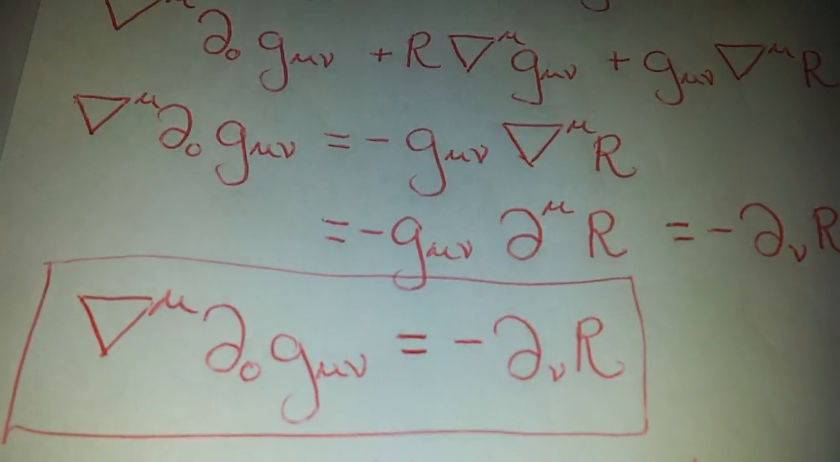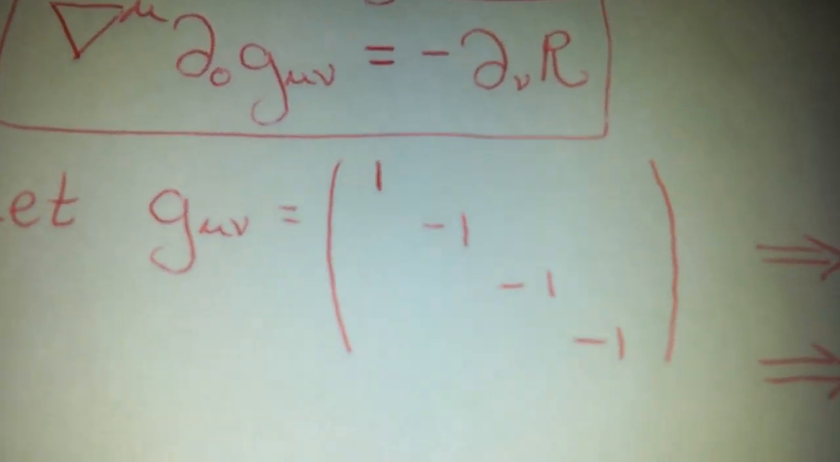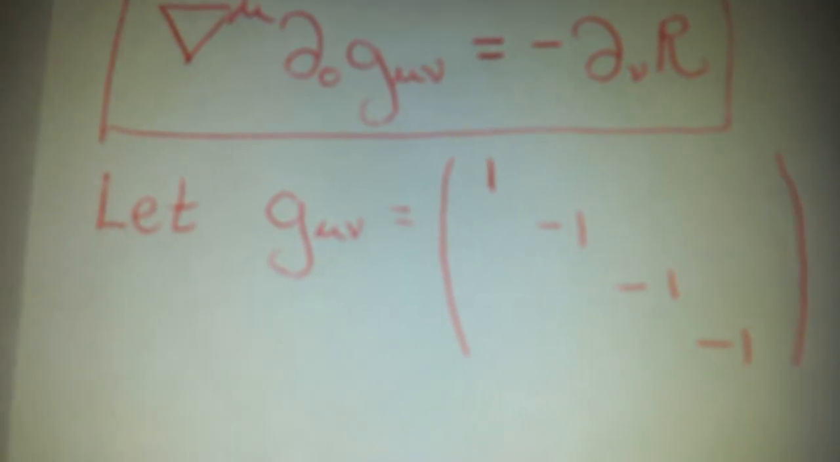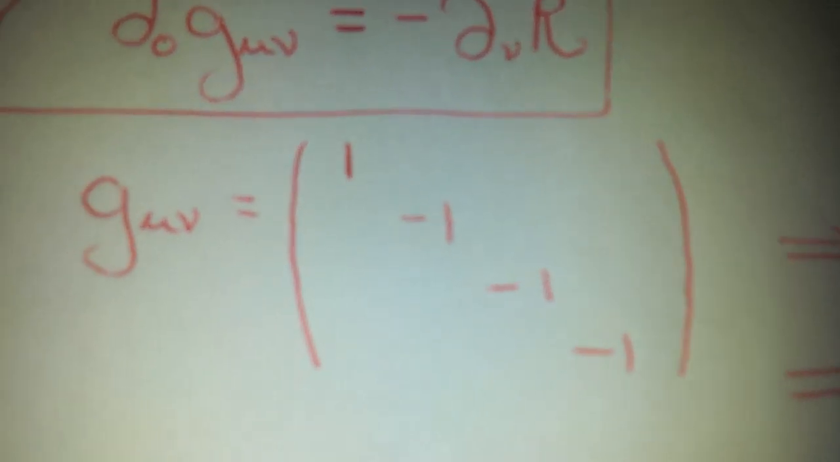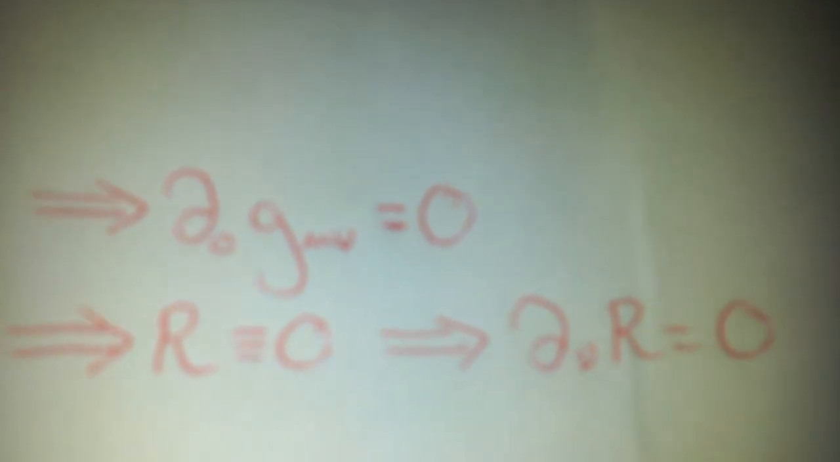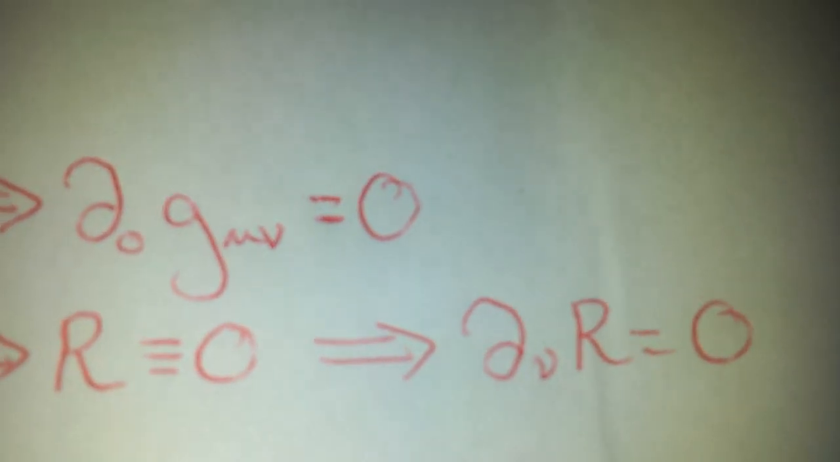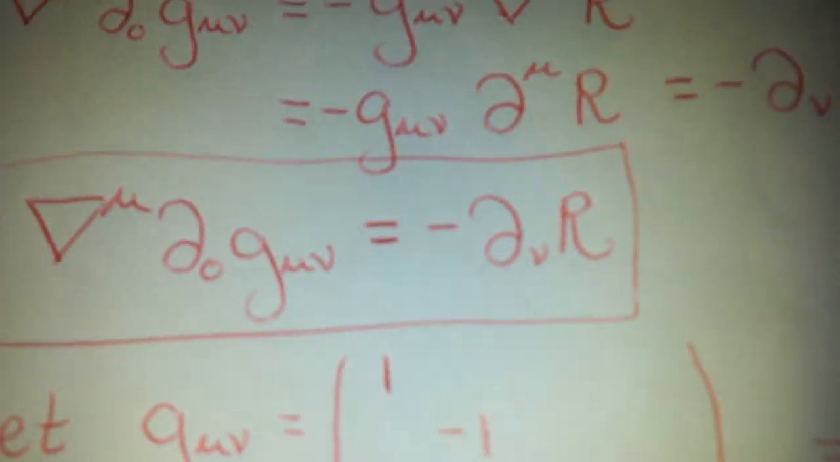So one example of where this equation is satisfied is in Minkowski space. So we just set our metric tensor to this. The blank spaces are 0, and of course that implies that the time derivative of the metric tensor is 0, and of course Minkowski space is Ricci flat. So we get both of these equal to 0, and of course this equation is satisfied.